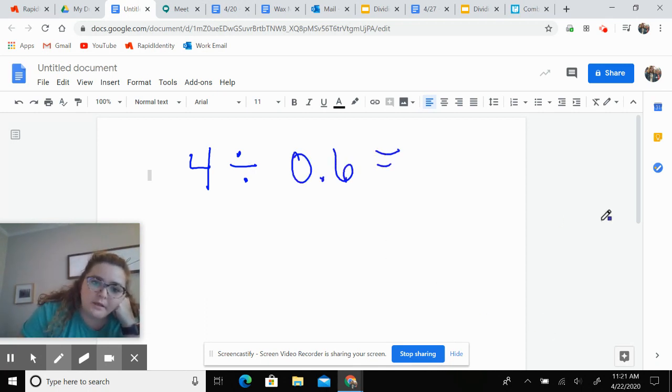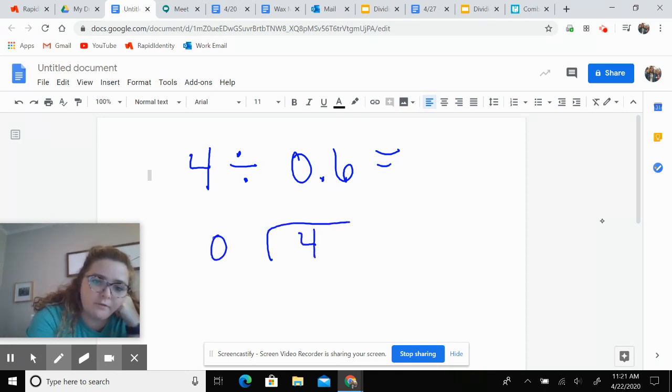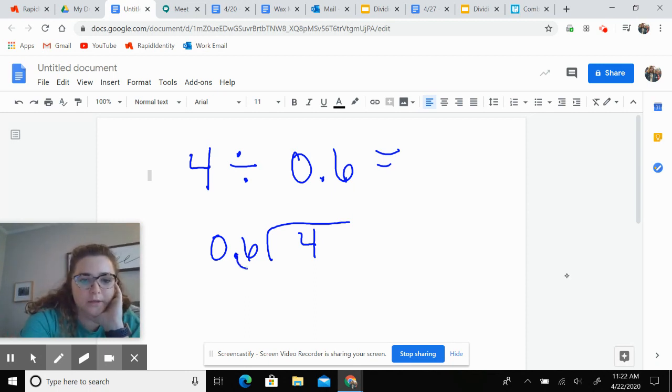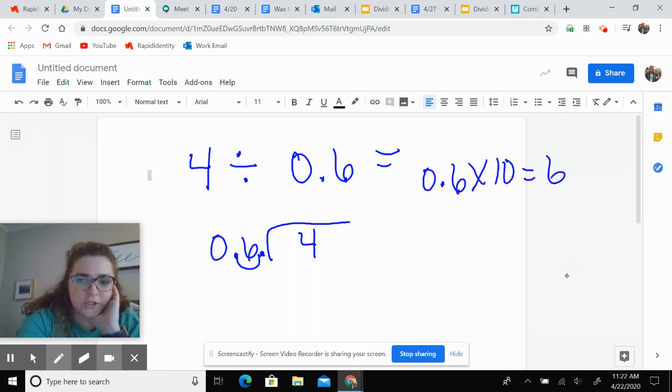When we think about writing this as a division equation, we're splitting up that 4 into equal groups of 6/10. 4 is our dividend and 6/10 is our divisor, the number we're dividing by. I don't know my facts of 6/10, so I need to shift my decimal place. What I'm really doing here is 6/10 times 10, and that is going to equal 6. Now because I did that to my divisor, I have to do that to my dividend.